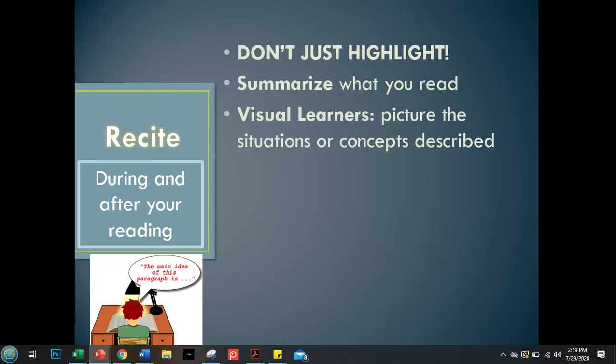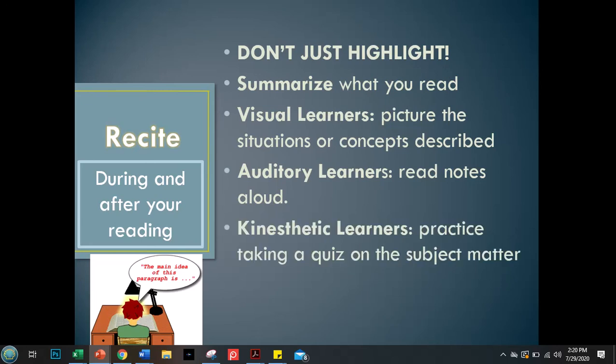Visual learners can picture the situations or concepts described. A lot of times visual learners like bullet point lists because they can see those bullets. They also like highlighting. Auditory learners could read their notes out loud. So this is something that I sometimes do as well. I do teach English, but I'm also an auditory learner. So I learn by hearing, and by hearing myself think about and analyze and summarize what I've read and how I'm going to apply it.